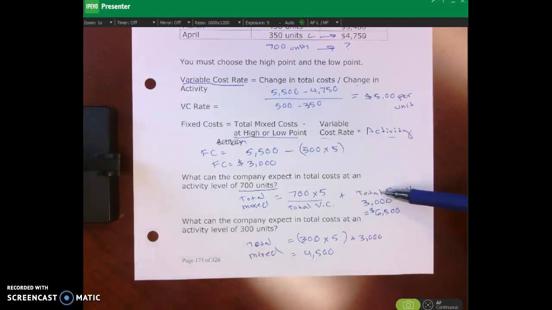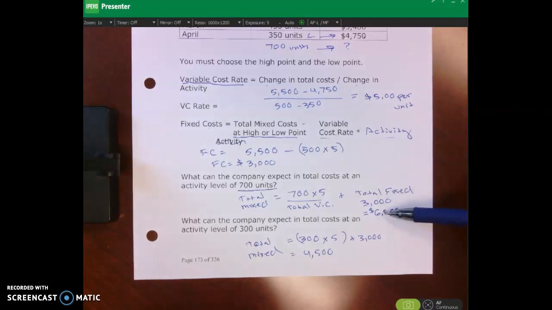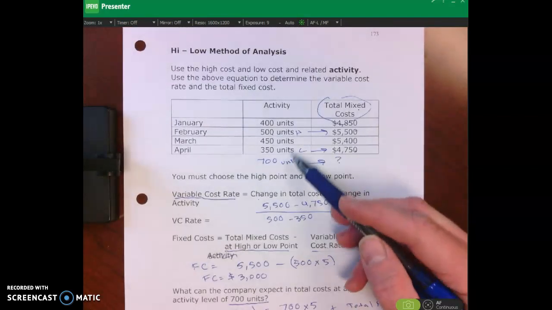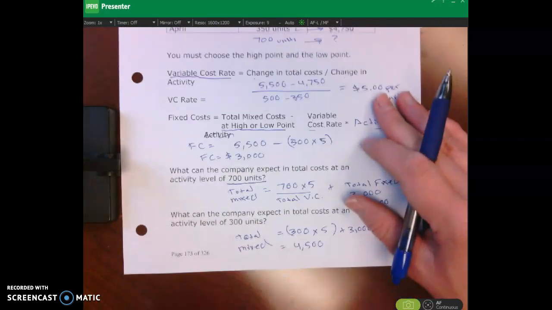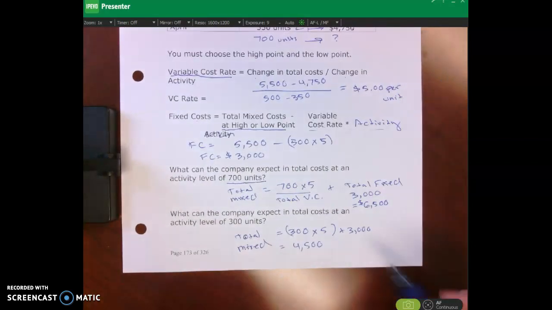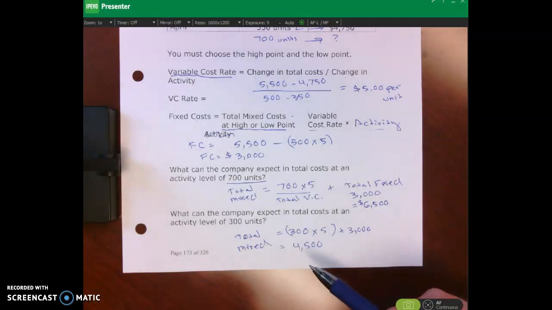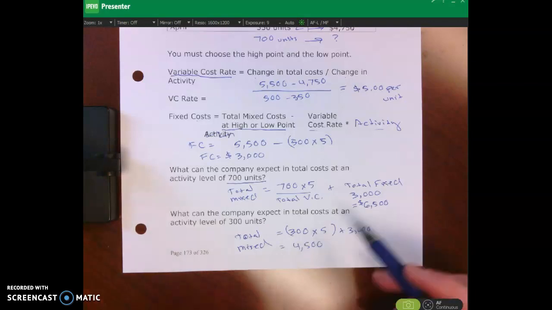We know our total fixed costs stay the same at 3,000. That gives us 6,500. Same over here. At 300 units, you can see we don't have 300 units up here. We want to know what our total mixed cost will be at 300 units. 300 units times our variable cost per unit plus our fixed costs gives us our 4,500, which would be our total mixed costs at 300 units.